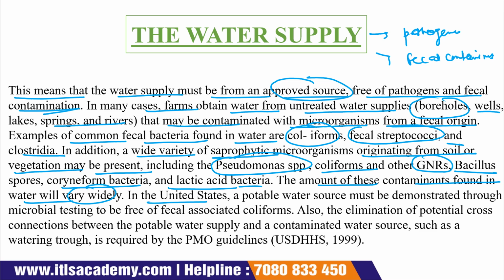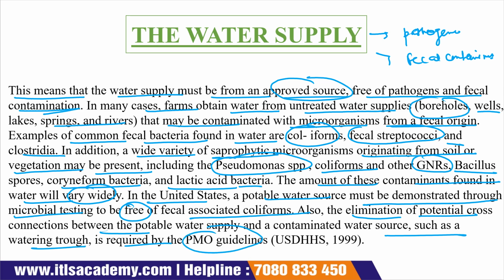In the United States, a potable water source must be demonstrated through microbial testing to be free of fecal-associated coliform. Also, the elimination of potential cross connection between the potable water supply and contaminated water sources such as watering troughs is required by the PMO guidelines.